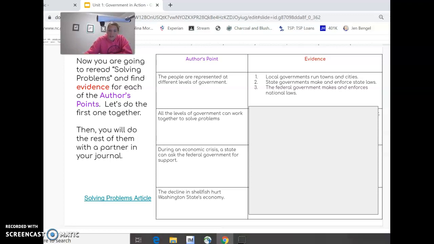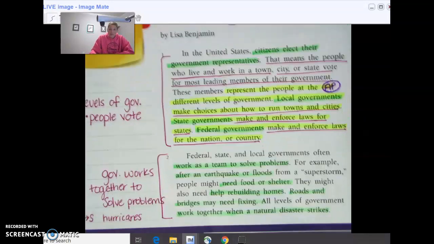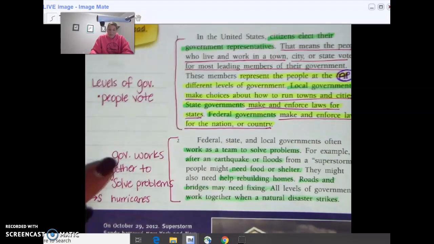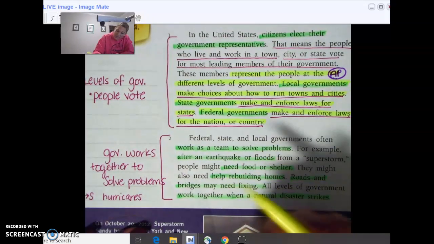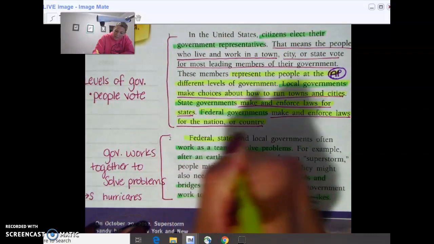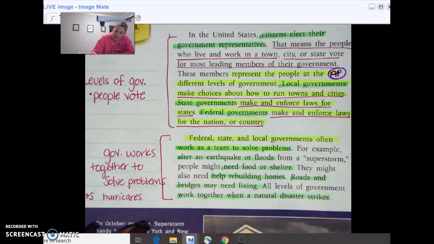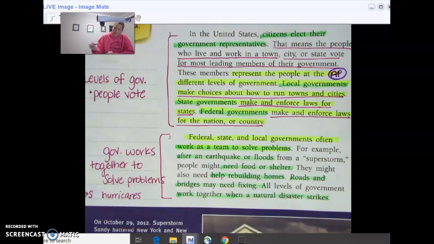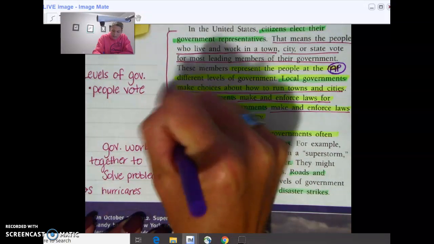All right, the next point is all the levels of government can work together to solve problems. So let's go back to our text. Oh, look, my friends. Government works together to solve problems. Right? It's kind of cool. Okay, so here's the author's point. The author's point, that main idea, is that federal and state and local governments often work together as a team to solve problems. There's my author's point.